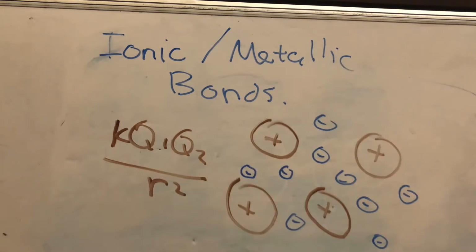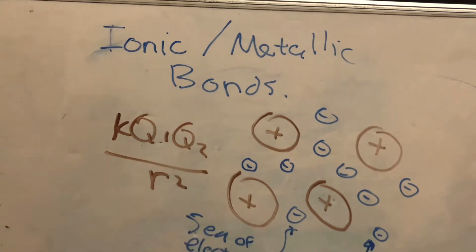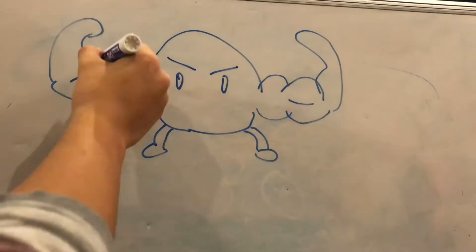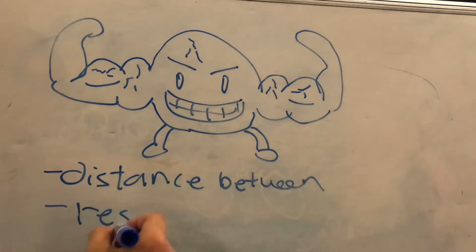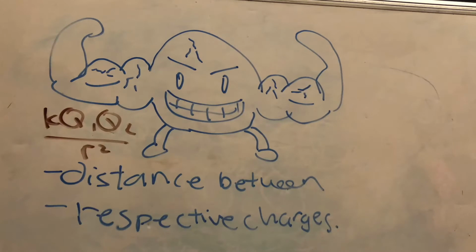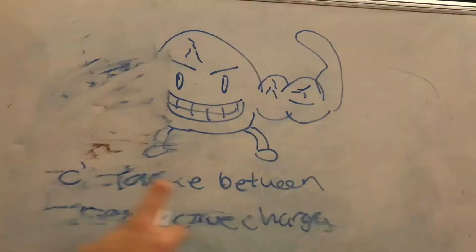You have positive ions floating in a sea of electrons held together by electrostatic forces that also follow Coulomb's law. Metallic and ionic bonds tend to be the strongest bonds known to chemistry. However, they are governed by the distance between the charges and the respective charges' magnitudes, as seen by Coulomb's law. If you increase the charge magnitude or decrease the distance between the charges, the force goes up.